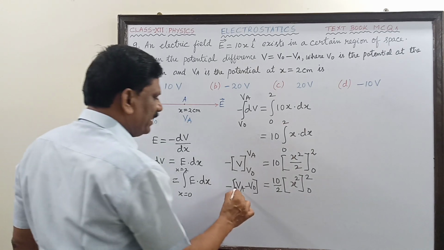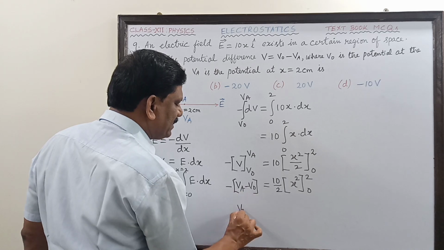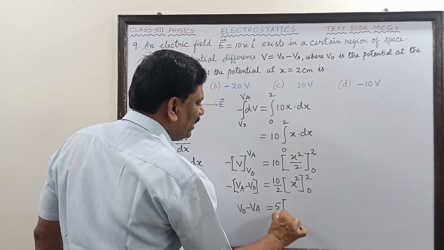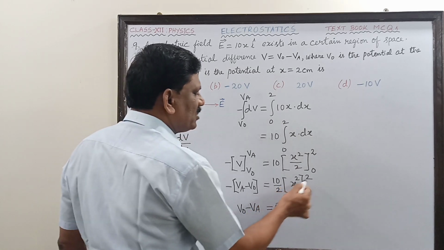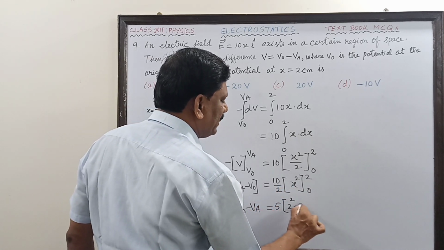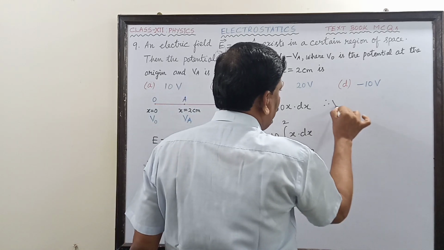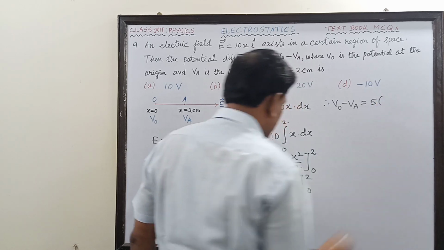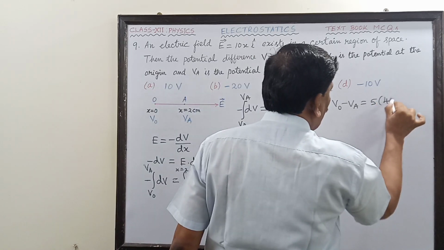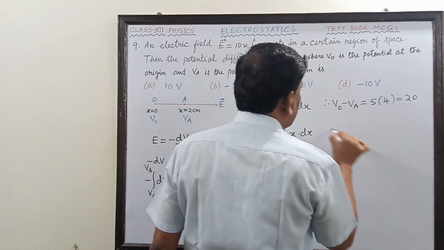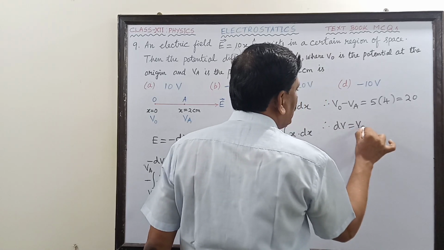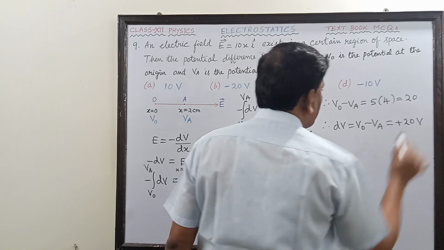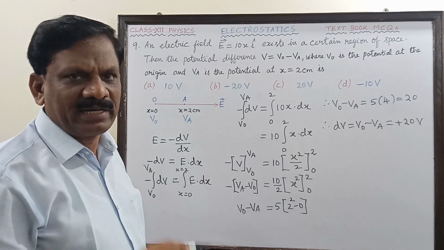So the left hand side can now be replaced as VO minus VA, and this is equal to 10 by 2, which is 5, into x square, 2 square minus 0. Therefore VO minus VA is equal to 5 into 2 square. So this is 4, so this is equal to 20. Therefore, the potential difference, higher potential minus lower potential, is equal to plus 20 volt. So this is the correct answer.